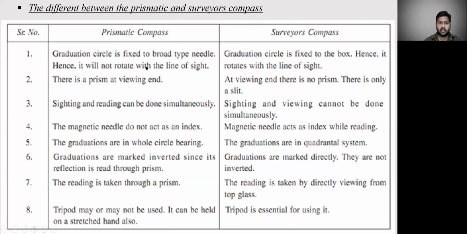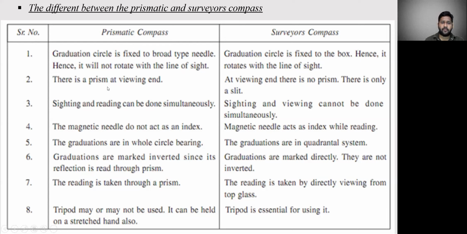If you observe, in the prismatic compass, the graduated circle is fixed to the needle, hence it will not rotate with the line of sight. Here in the surveyor compass, the graduated circle is fixed to the box, hence it rotates with the line of sight.